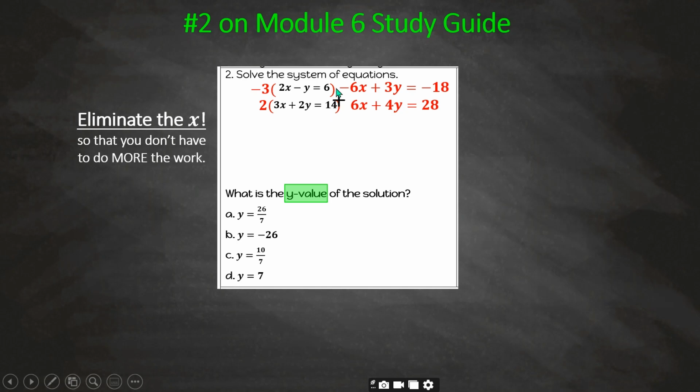So now that I have the same coefficient for my x values with opposite signs, because one is negative and one is positive, I can add those two equations together. The x becomes 0x, so it goes away. It has been eliminated. And I end up with 7y is equal to 10. So now to solve, I'm going to divide both sides by 7, and I get y is equal to 10 over 7, which is option C.